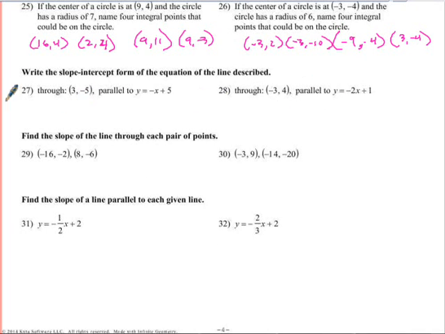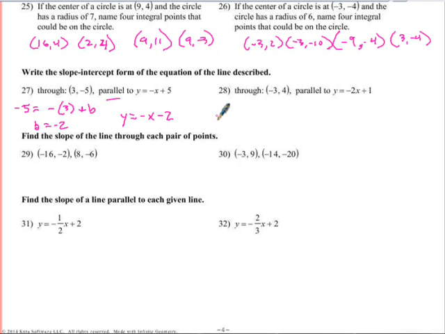Number 27, write the slope-intercept form of the equation of the line described. We've been doing this all year, okay? Let's get some practice here. We're looking for a line parallel to that. So the y value is negative 5. That equals negative times 3 plus b. That's what we don't have. B ends up being negative 2, so the new equation is y equals negative x minus 2.